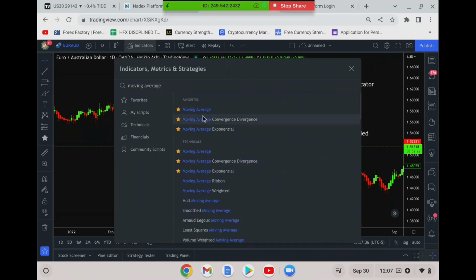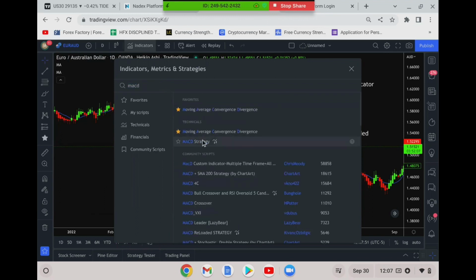Here's the option for moving average. I'm just going to tap that twice. 1, 2. Now you guys will see we have 2 moving averages on our screen. Next, let's go ahead and type in the MACD, the moving average convergence divergence. I'm just going to tap that once.